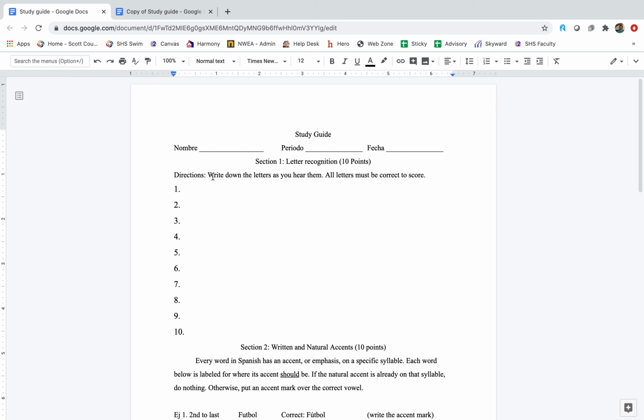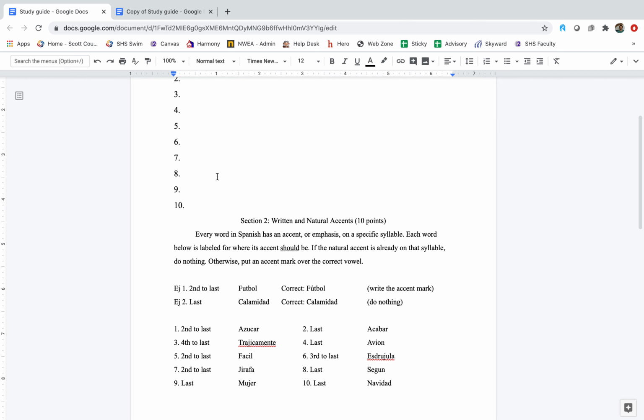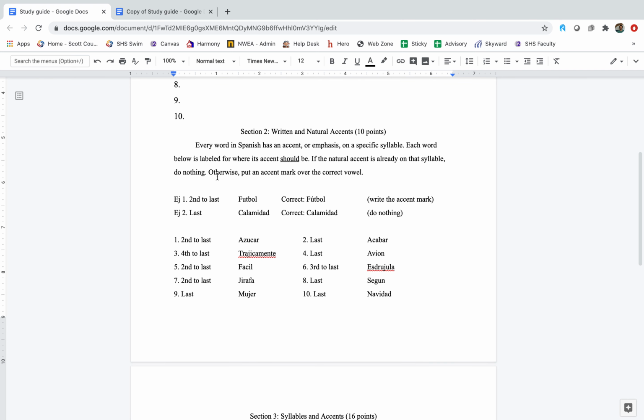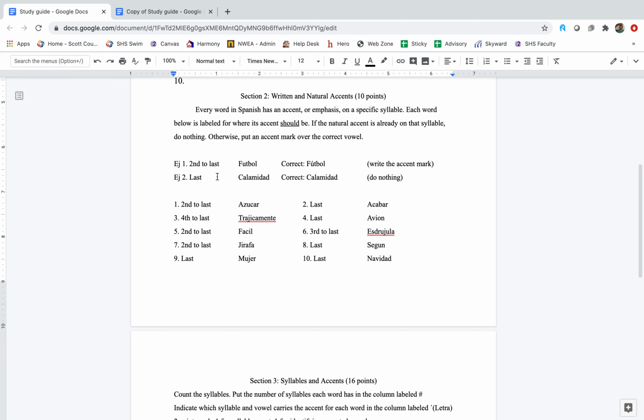First one is letter recognition. You're going to write down the letters as you hear them, in the order that you hear them, to spell a word. And the word's going to be in Spanish, so odds are you won't know if you spelled it right or not by looking at it. You'll have to listen, and you can't really guess to finish the word because it's words you haven't heard before, because they're in Spanish. Section 2 is focusing on written and natural accents. Written accent is the accent mark.